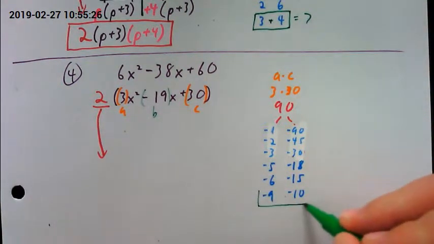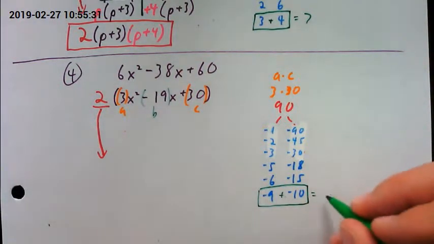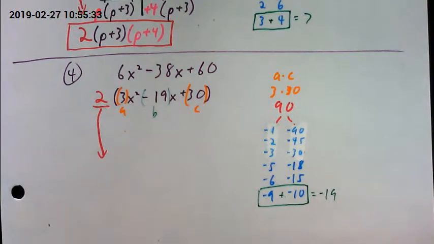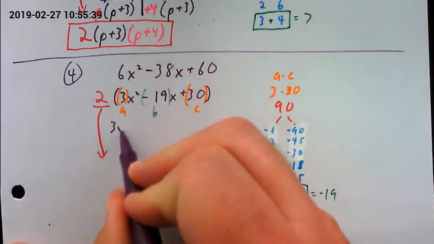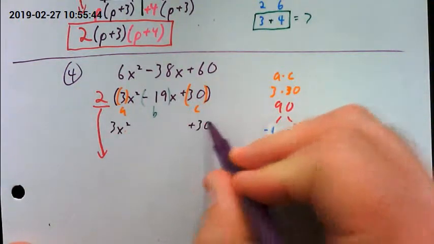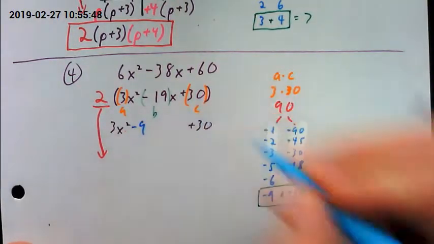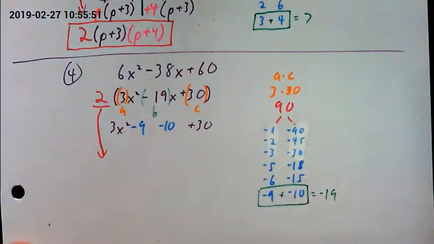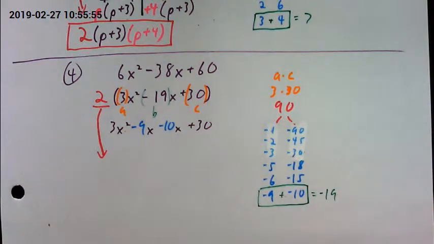Negative 9 and negative 10. If you add those together, you get negative 19. So, those are two we're using to split it. So we rewrite it. We still have our 3x squared. Still got that 30. But again, the middle is being split. So I have a negative 9 and a negative 10, both with the x. So they're both negative in the middle.